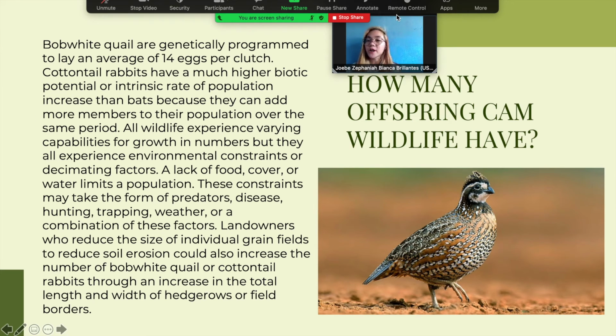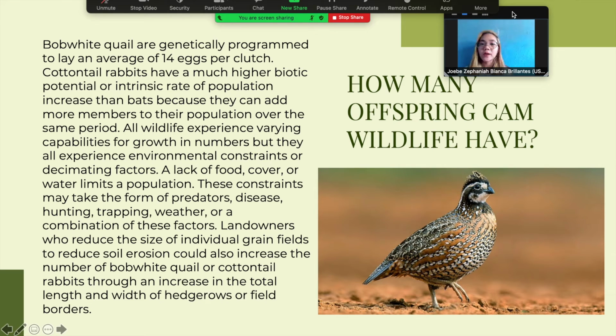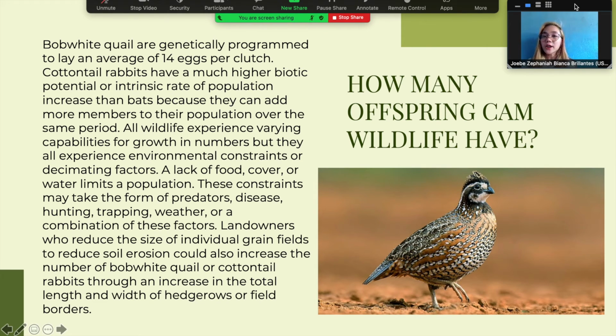How many offspring do wildlife have? Bobwhite quail are genetically programmed to lay an average of 14 eggs per clutch. Cottontail rabbits have a much higher biotic potential, or intrinsic rate of population increase, than bats because they can add more members to their population over the same period. All wildlife experience varying capabilities for growing in numbers, but they all experience environmental constraints, or decimating factors.